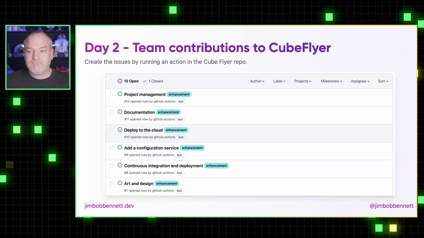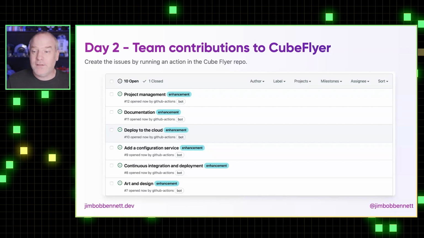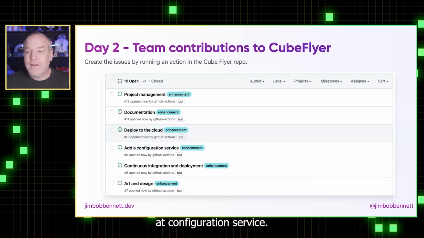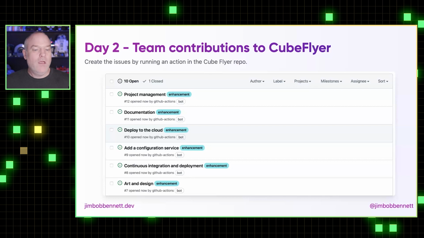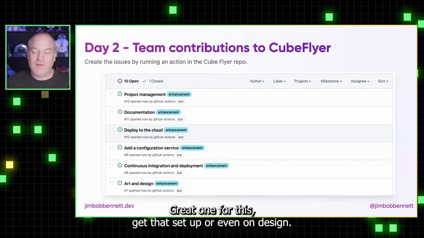Deploy to the cloud, deploy to Netlify or whatever is your cloud provider of choice. It's just a static page, GitHub Pages, whatever. Deploy to the cloud. Add a configuration service. So things like the speed, the gravity, make that as an API you can call. CI/CD, how do you automatically deploy it? Again, GitHub Pages is a great one for this. Get that set up. Or even art and design.